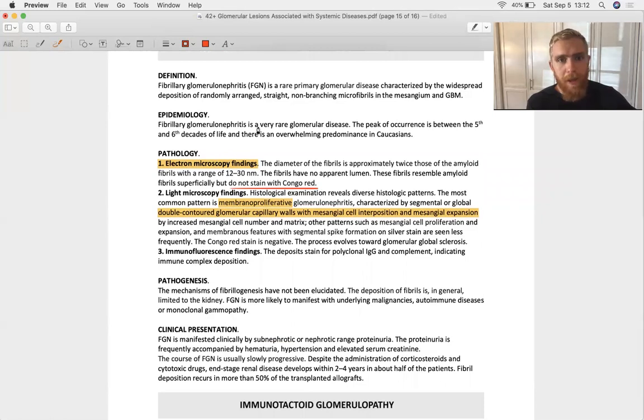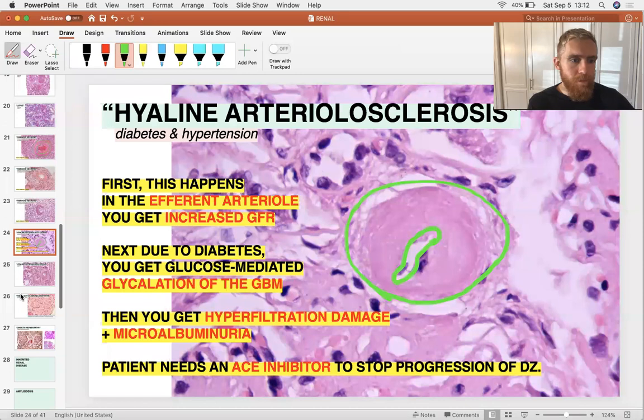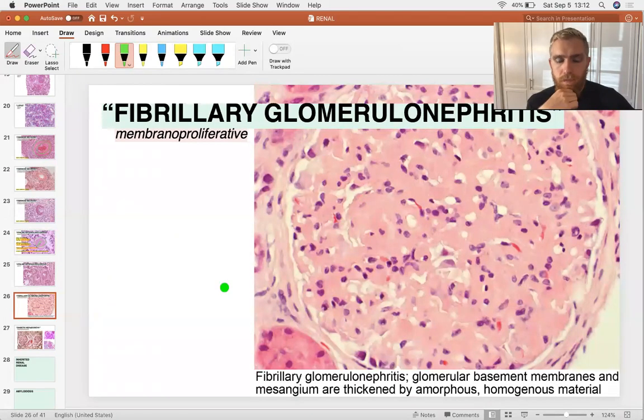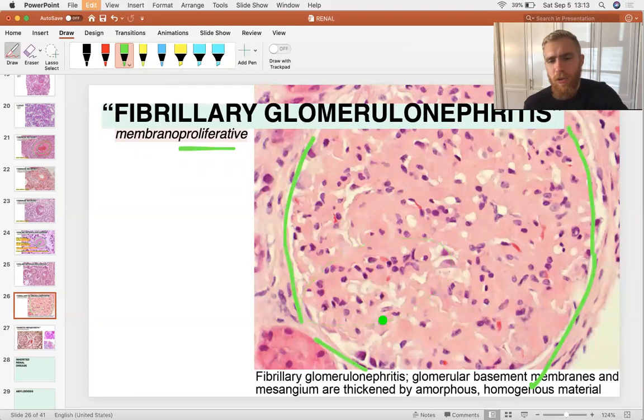There is nothing special about this disease other than the randomly arranged, straight, non-branching microfibrils in the mesangium and glomerular basement membrane. So you see that, again, this is membranoproliferative. This is very clearly, to me, membranoproliferative because you've got a lot of space in between cells. That's the membranous part to me. Something is making all these different membranes in between cells super thick. And then proliferative, you've just got a lot of nuclei up in here compared to a normal glomerulus.